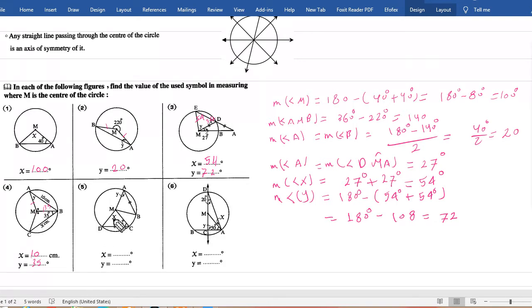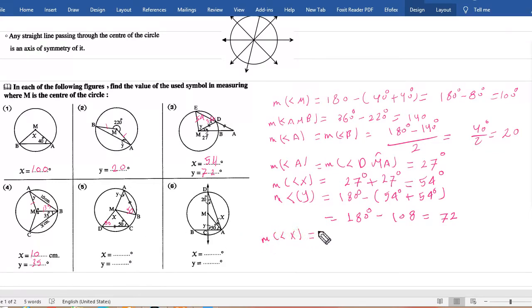Fifth figure, the two triangles AMB and MCD are congruent. So the corresponding sides are equal in length and the corresponding angles are equal. So the measure of angle C equals the measure of angle B, which equals 50. Only find the value of the measure of angle X. MD equals MC, so the base angles are equal. So the measure of angle C equals the measure of angle D, which equals 50.